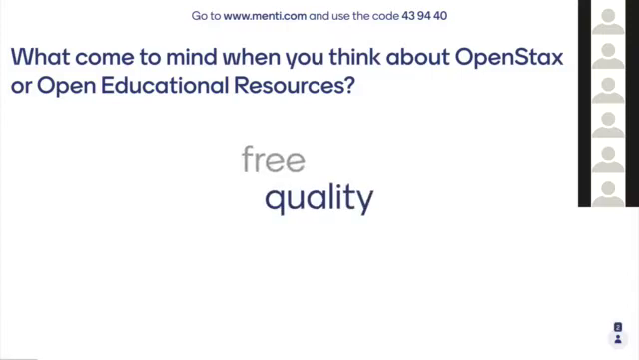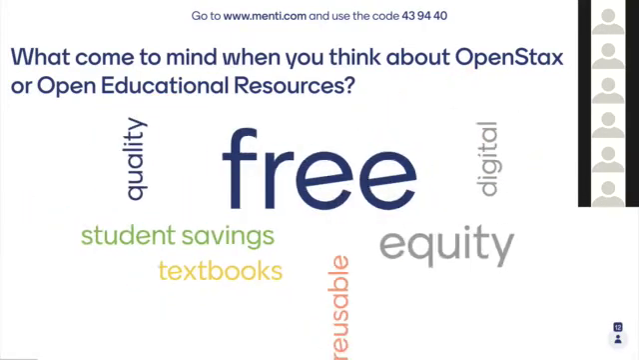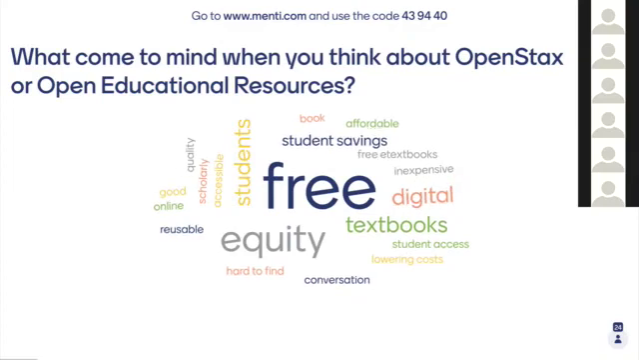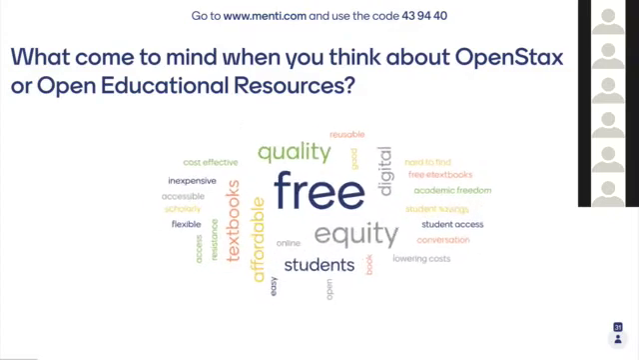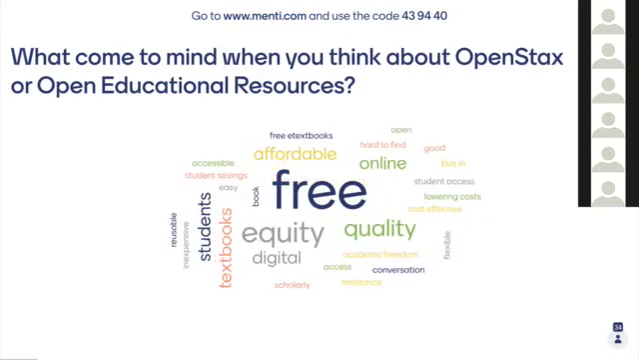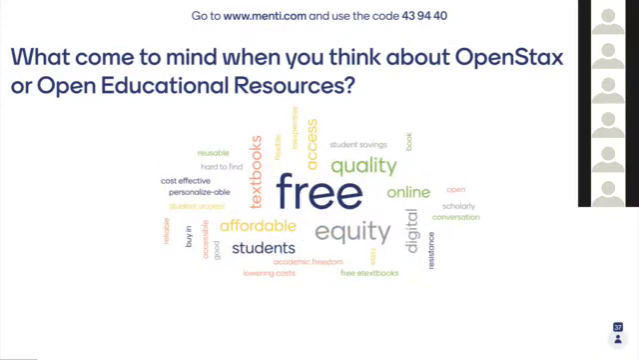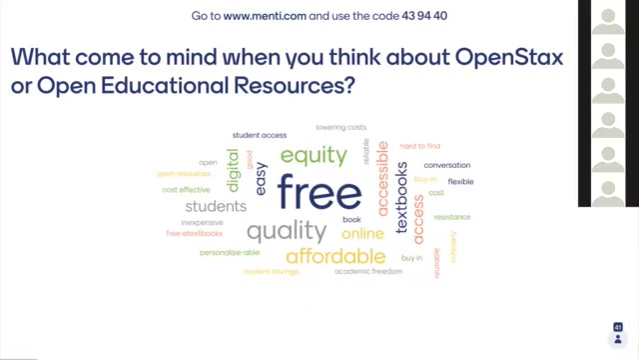Quality, free, yep, okay, good. Free, got a lot of frees. Equity, student savings, textbooks, reusable, I like that. Hard to find. Okay, let's fix that one. Hopefully I can help with that one. Let's see. It's moving so quickly, I'm having trouble reading it. Affordable, excellent. Online, personalizable, good, I like that. Cost effective. Online, academic freedom, that's a very, very good term to throw in there for open educational resources or OpenStax, really like that. Lowering cost, accessible, excellent.